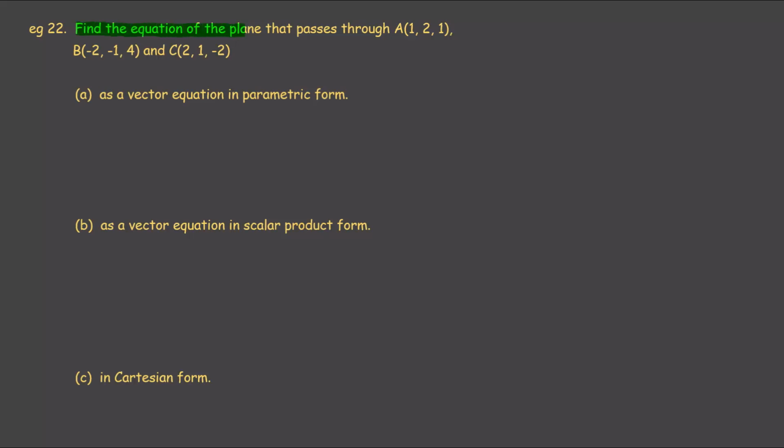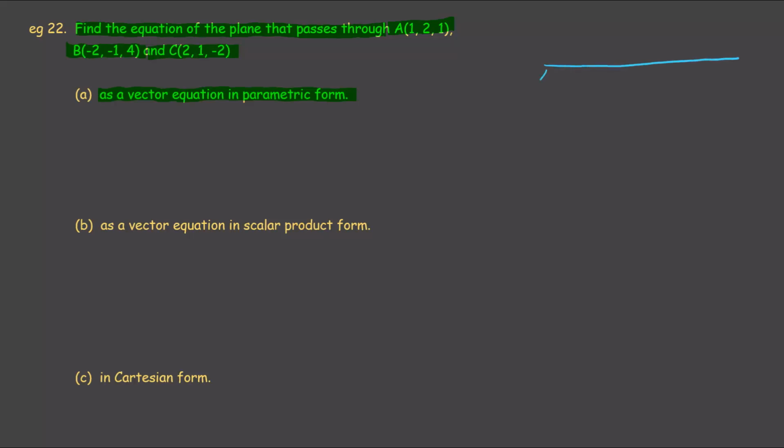Find the equation of the plane that passes through A (1, 2, 1), B (-2, -1, 4), and C (2, 1, -2). Firstly, as a vector equation in parametric form.